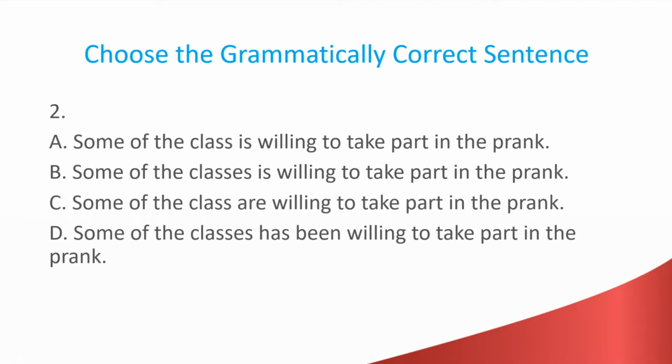Number 2, again, same thing. You have to pick the sentence that is grammatically correct. So A, some of the class is willing to take part in the prank. B, some of the classes is willing to take part in the prank. C, some of the class are willing to take part in the prank. Or D, some of the classes has been willing to take part in the prank. So I'll give you a minute to read those over and think about it.